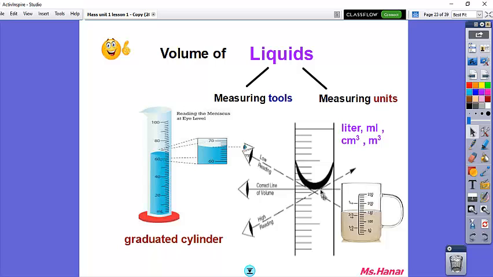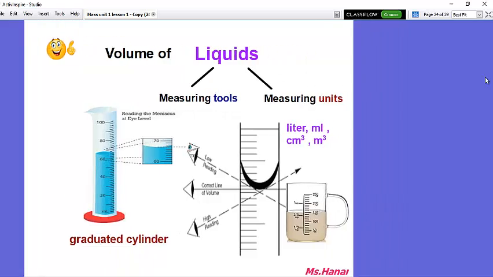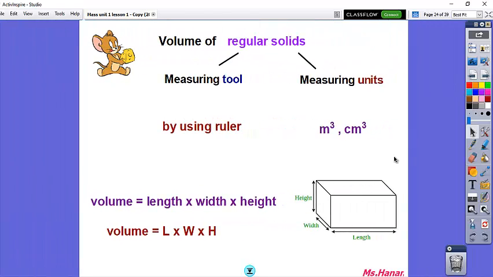Okay, but what is the measuring unit used when measuring liquid by a graduated cylinder? We use many units, such as liter, milliliter, maybe cubic centimeter, or cubic meter. Is this part clear? Let me continue. How to measure the volume of solid? By graduated cylinder also? Okay, in 1 minute we will see together.